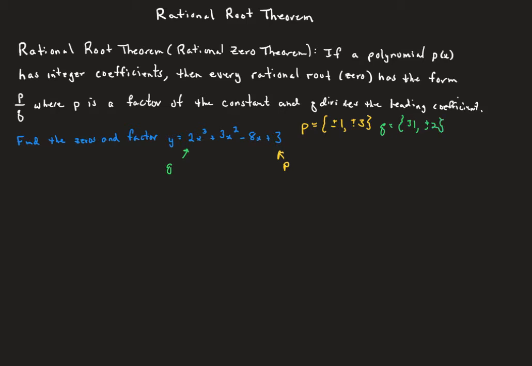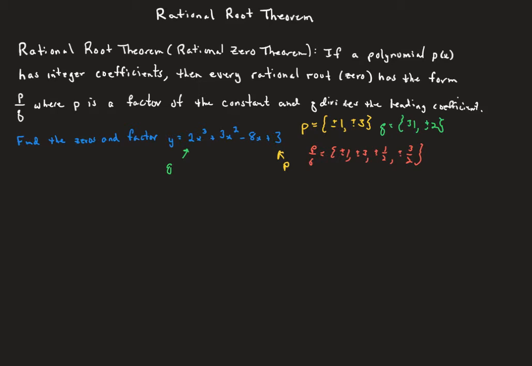So that makes the p over q's, that is, the possible things that could be a zero for us, our possible choices to get the ball rolling, going to be, I'm going to take the p's over 1, so that means we're going to get positive or negative 1, positive or negative 3, positive or negative 1/2, and positive or negative 3/2. So it's a good news and bad news situation here.